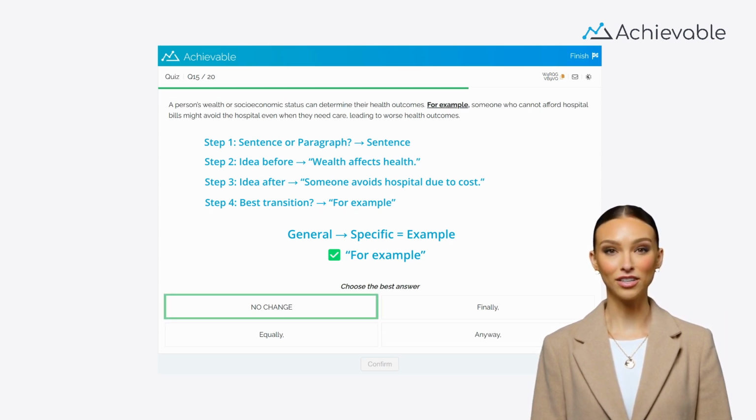So the correct answer is no change. The original sentence is simple, clear, and completely supported by the ideas in the text. Remember, always match the relationship between ideas to the meaning of the transition word.